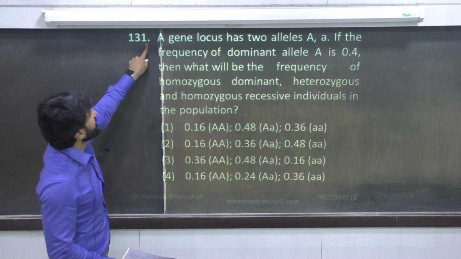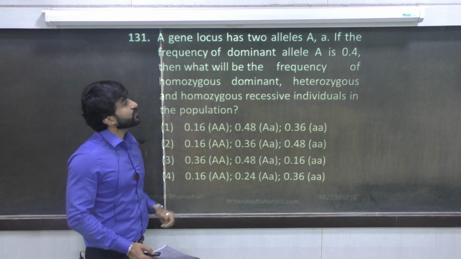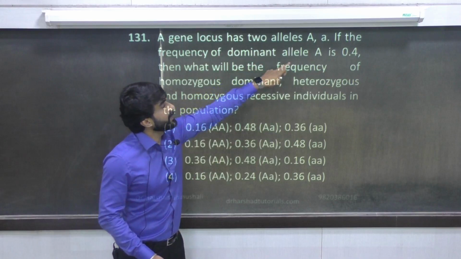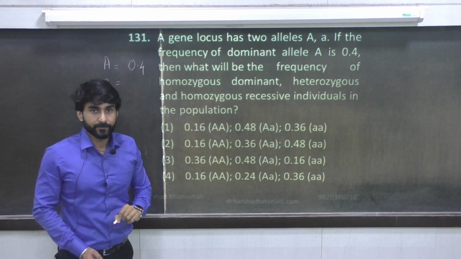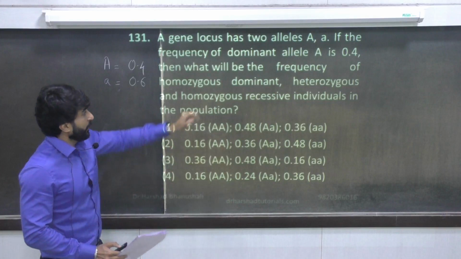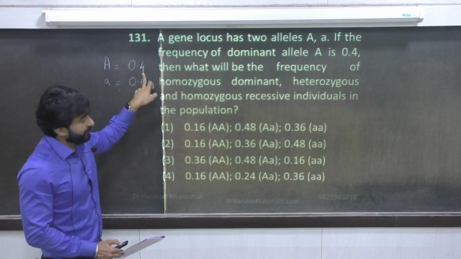Okay, 131, this is a very good question. A gene locus has two alleles, capital A and small a. If the frequency of the dominant allele is 0.4, can you tell me how much would be the frequency of the recessive allele? The frequency of the recessive allele would be 0.6. When they tell you that capital A frequency is 0.4, we can easily calculate that the small a frequency would be 0.6.